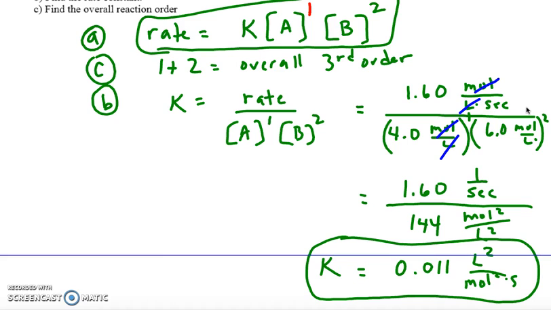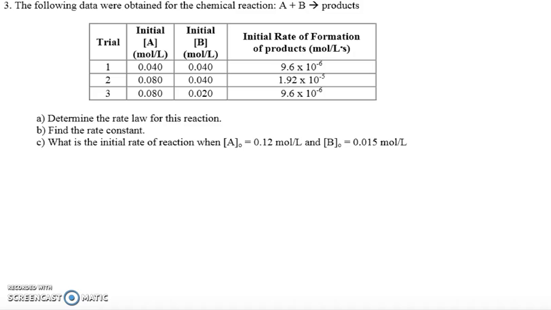All right, let's take a look at our next problem, number 3. All right, number 3. We have, again, another chemical reaction, A plus B turning into products. We have 3 trials. We have an initial concentration of A, initial concentration of B, both in moles per liter. We have an initial rate of formation of products in moles per liter per second. It's going to start out the same way. This problem's going to have a little twist.